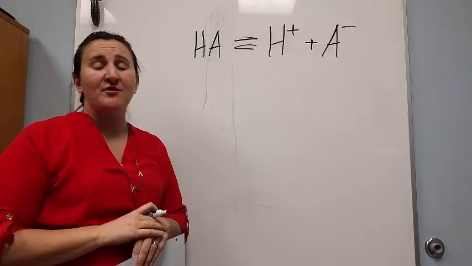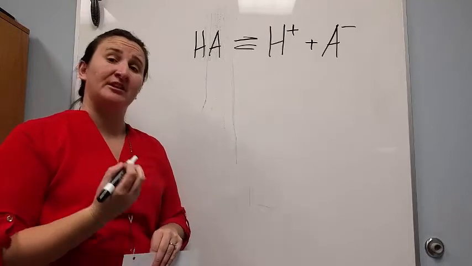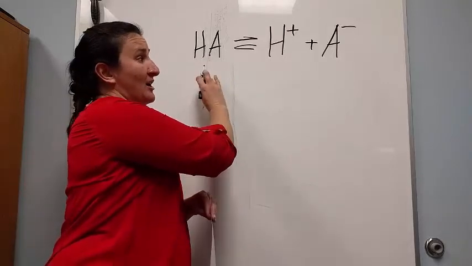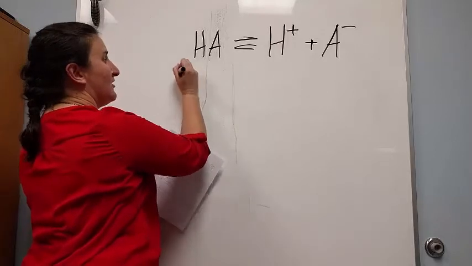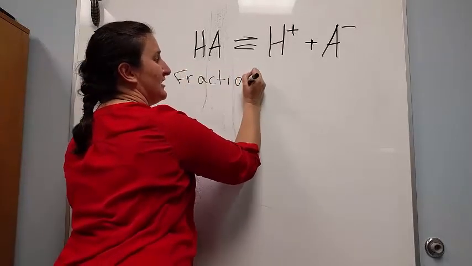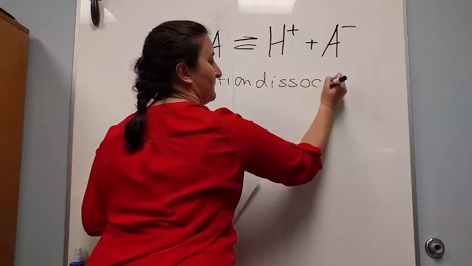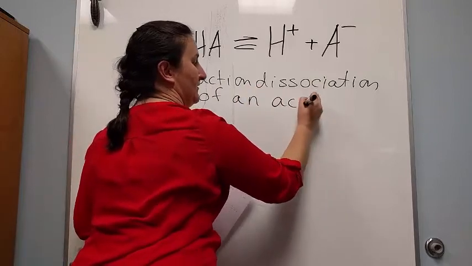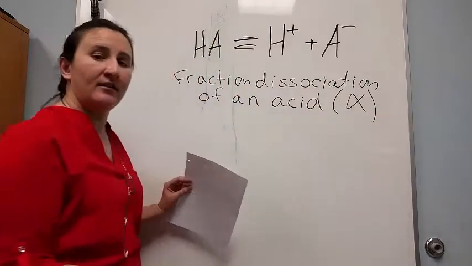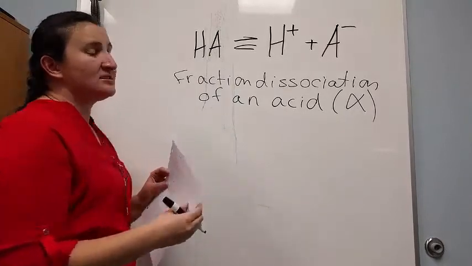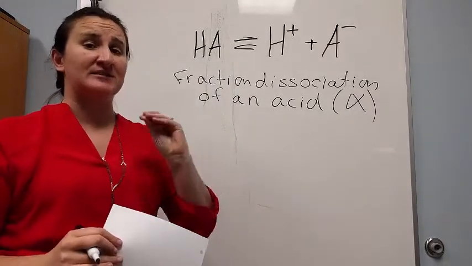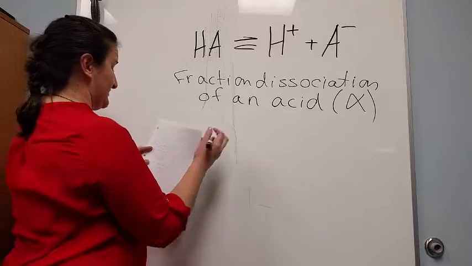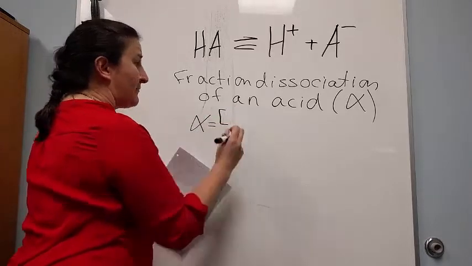If you have a weak acid, it is governed by an equilibrium relationship, such as what we see above. So as I mentioned before, we may want to express what fraction of this dissociated. And so that's called the fraction dissociation of an acid. And it's given the symbol alpha. So alpha can be defined just as you would any other fraction. So a fraction is expressing the part that you're interested in divided by the whole, the total amount on the bottom. So alpha in this situation is going to be my part that I'm interested in.